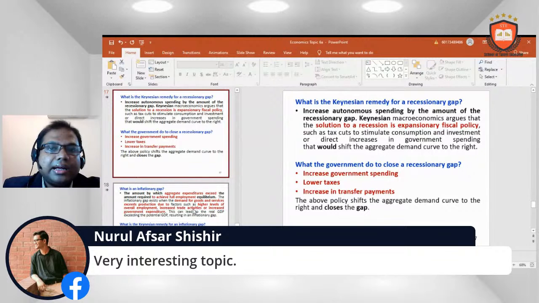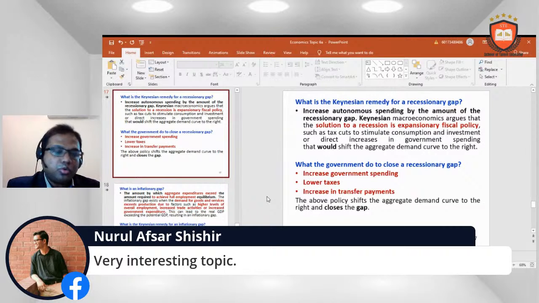What is the Keynesian remedy for a recessionary gap? Increase autonomous spending by the amount of the recessionary gap. Keynesian macroeconomics argues that the solution to a recession is expansionary fiscal policy, such as tax cuts to stimulate consumption, investment, or a direct increase in government spending that would shift the aggregate demand curve to the right.